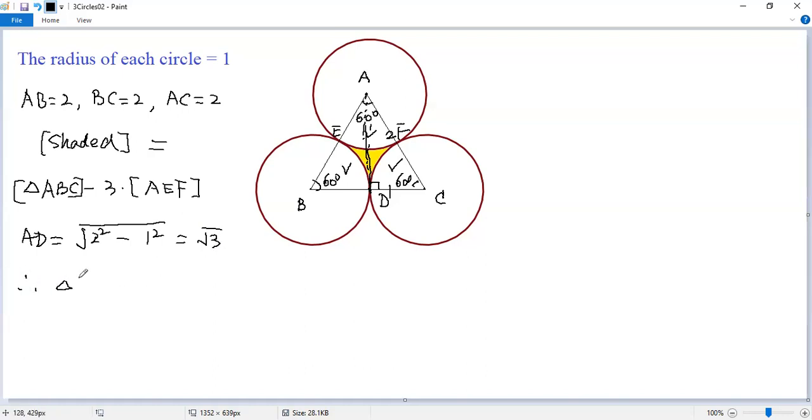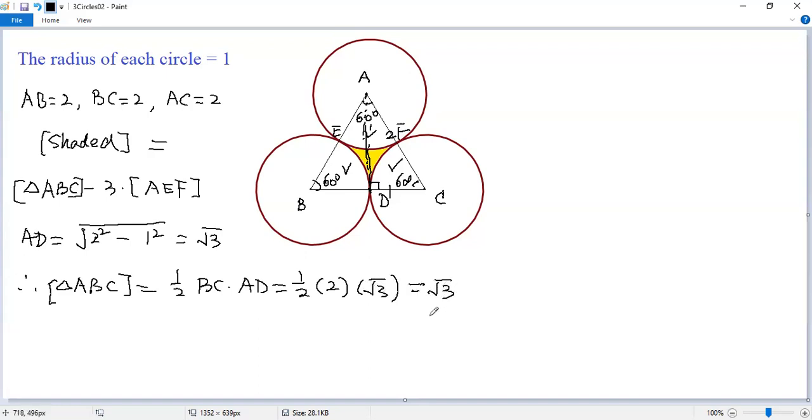So the area of triangle ABC equals half times the base BC times height AD. So equals half, BC is 2, AD is square root of 3. So we get square root of 3.